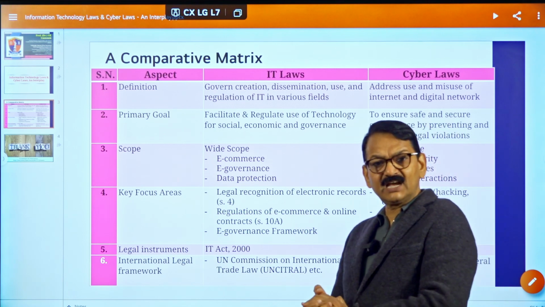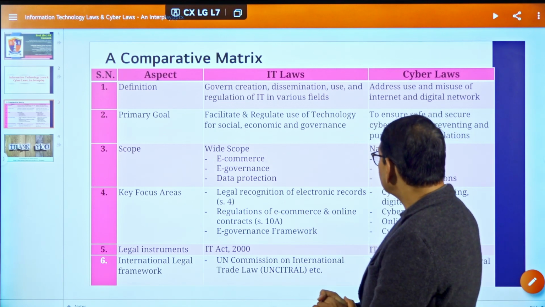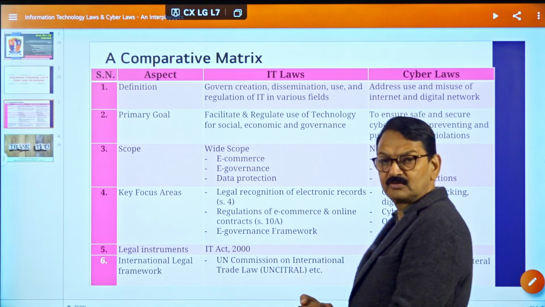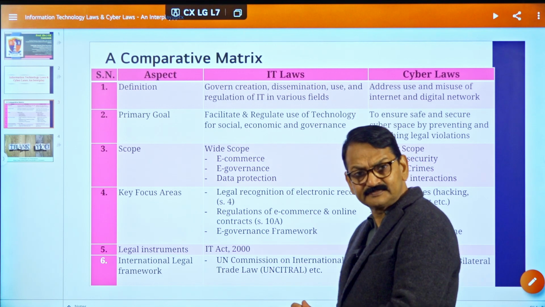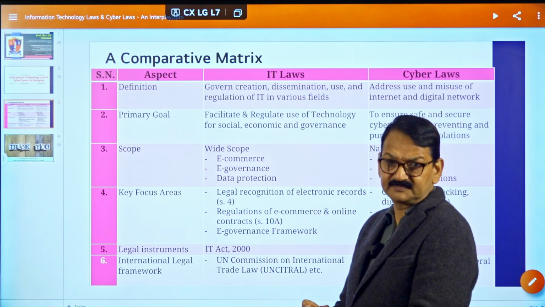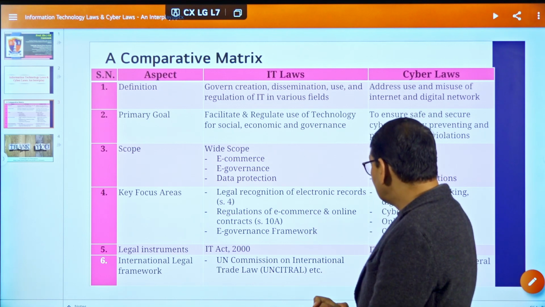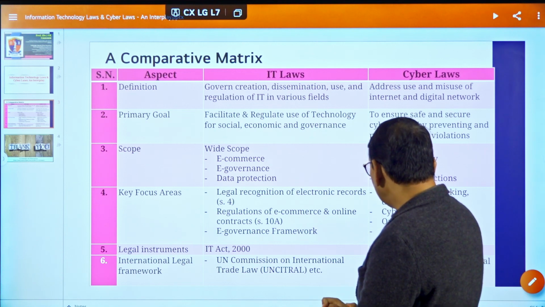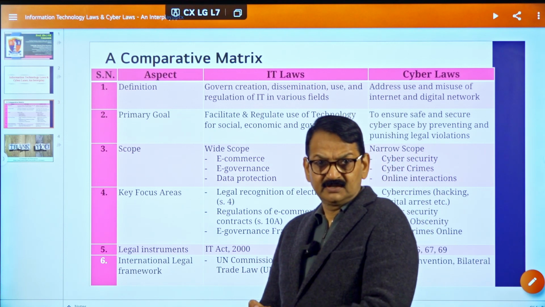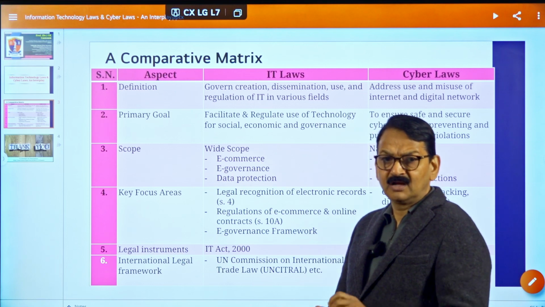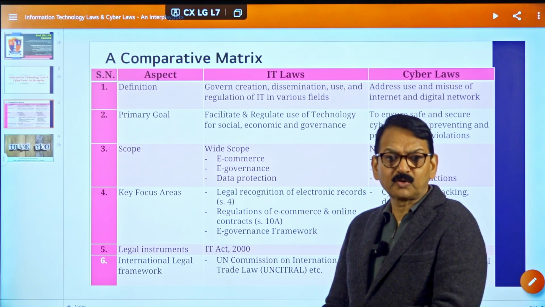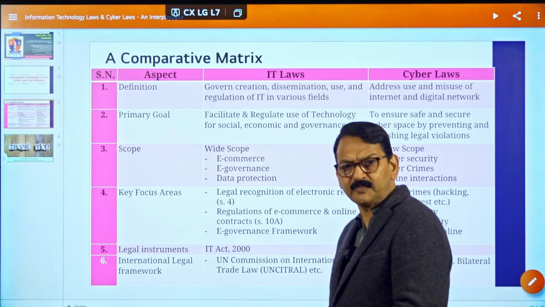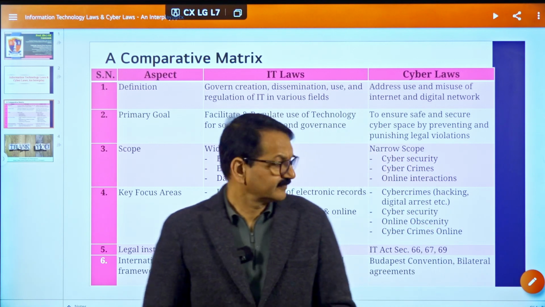The key focus area, if we see, then in IT law, we recognize electronic record under section 4 of the IT Act. Likewise, there are so many regulations on e-commerce and particularly online contract. And how online contracts have to be formulated is dealt with under section 10A of the IT Act.